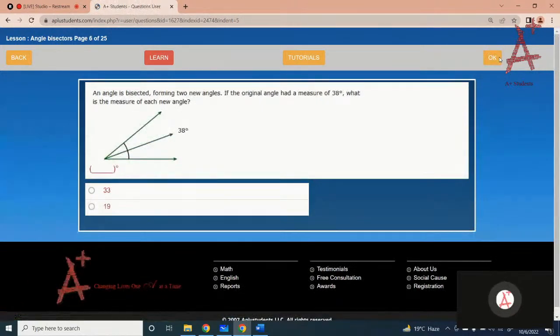Okay, an angle is bisected forming two new angles. If the original angle had a measure of 38 degrees, what is the measure of each new angle? 38 divided by 2 is 19. The bisecting line divides the angle into two equal parts. So 38 divided by 2 is 19.